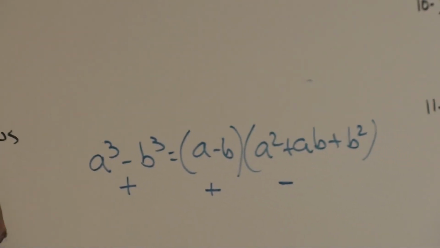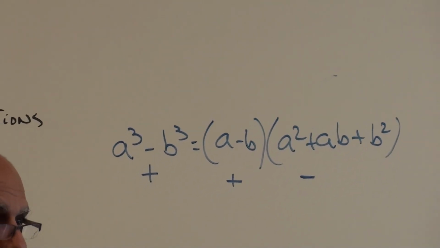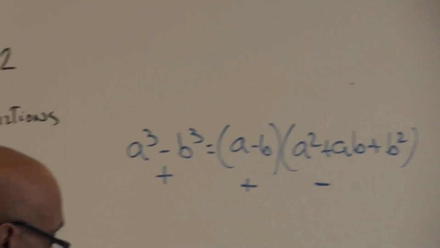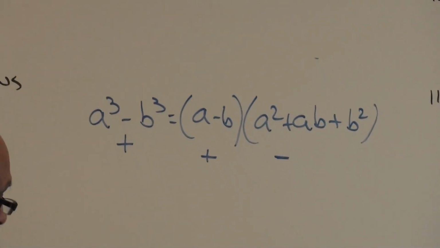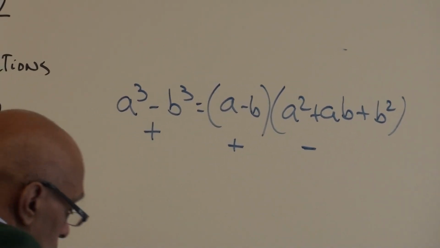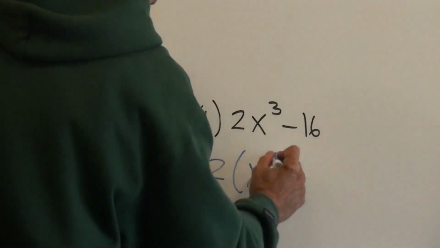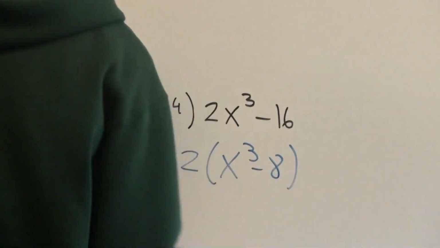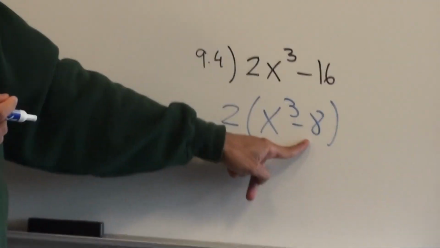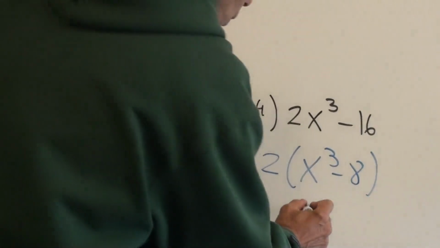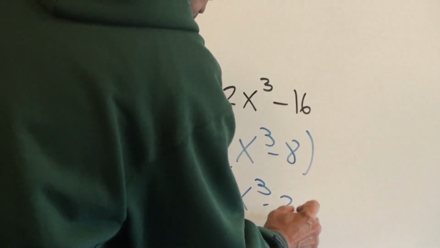But this is not completely a cube. 16 is not a cube of any number, but I see also 2 here. I can extract 2 by doing it like this: x cubed minus 8. Now 8 is a cube of 2, so x cubed minus 2 cubed.